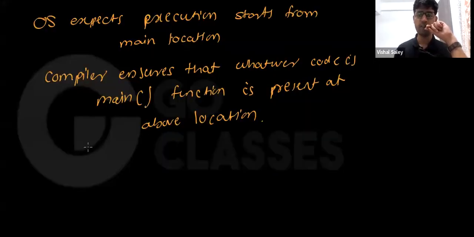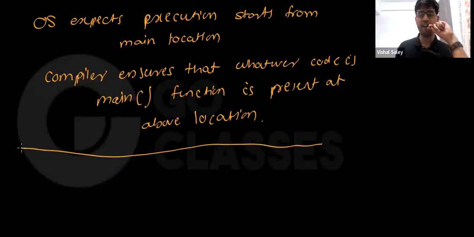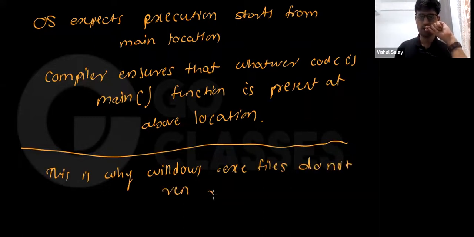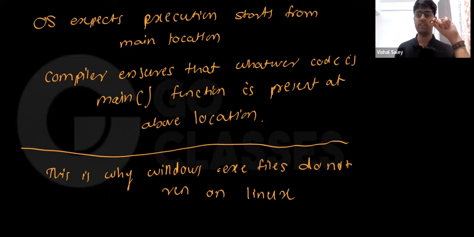Okay. So now I'll just write a comment, but I won't entertain any question answer. This is why Windows .exe files do not run on Linux. This is the reason why Windows .exe files do not run on Linux, because they expect different structures, right? That's it. This is one of the reasons. If you have any doubts in that, I'll suggest you have some additional readings. It is not very interesting for the current topic, so I'll just leave it there.